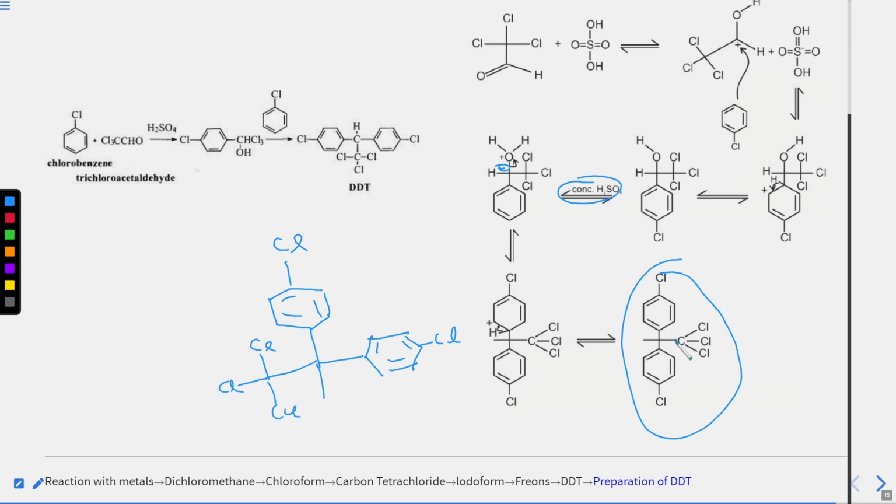I have just rotated it and put it here, here, and here. So this is the structure of DDT, and we can make it with two electrophilic aromatic substitution steps.